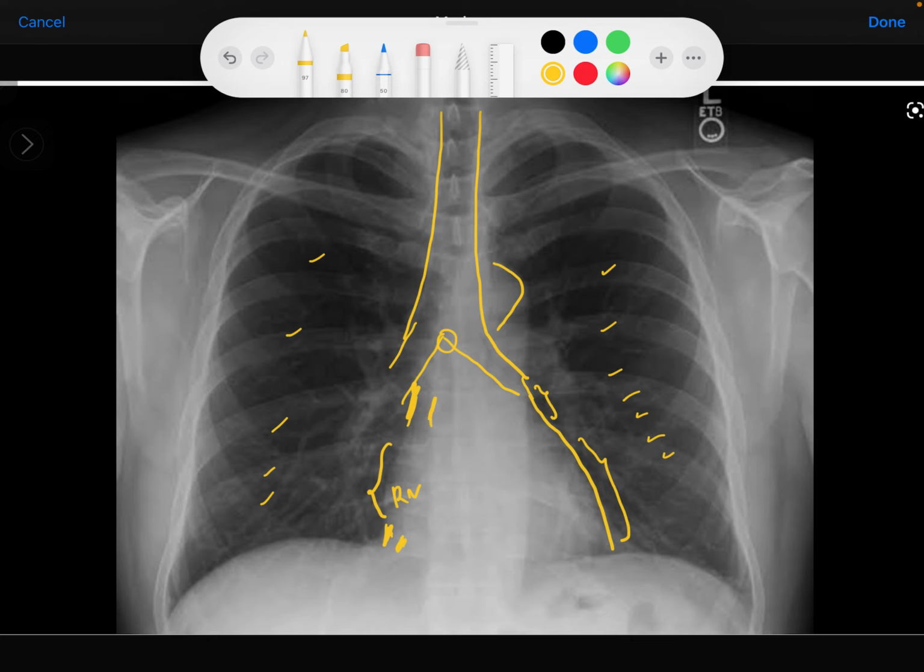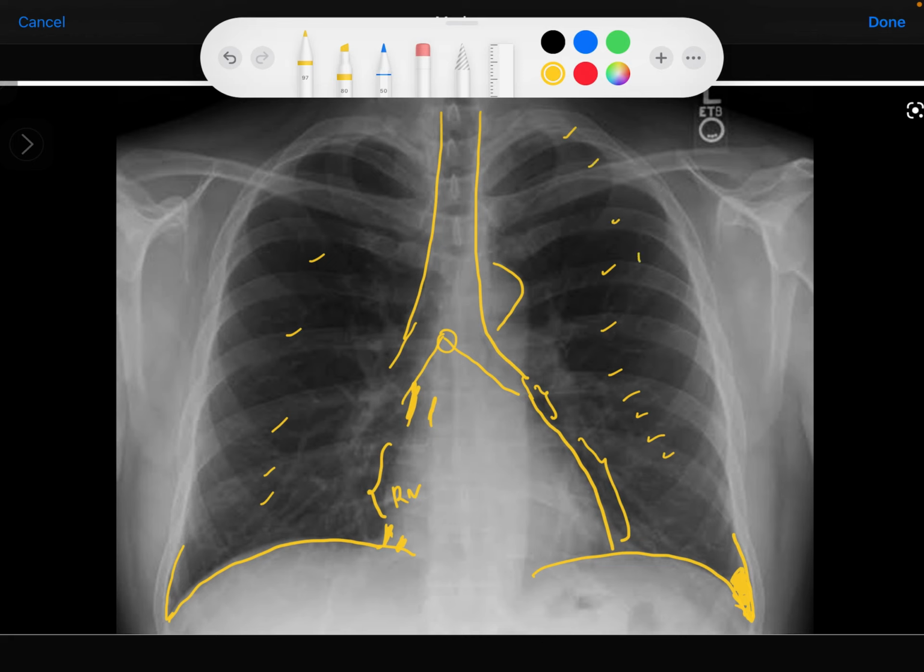Let's see that this is the left dome of the diaphragm. It should be clearly visible on both sides. Then you can see this costophrenic angle, it should be clear. If there is an opacity here, then it is most likely to be pleural effusion, right?